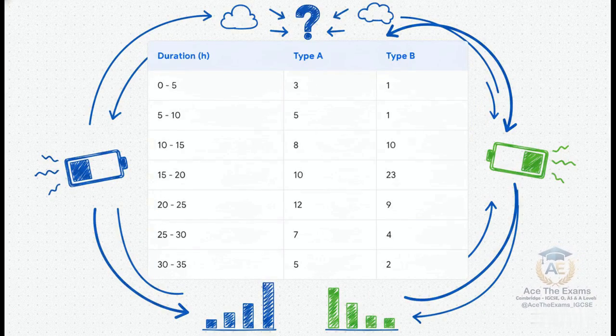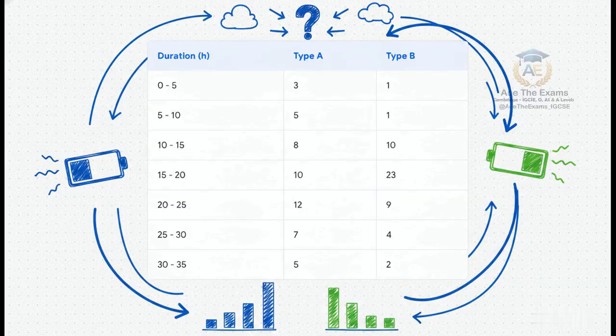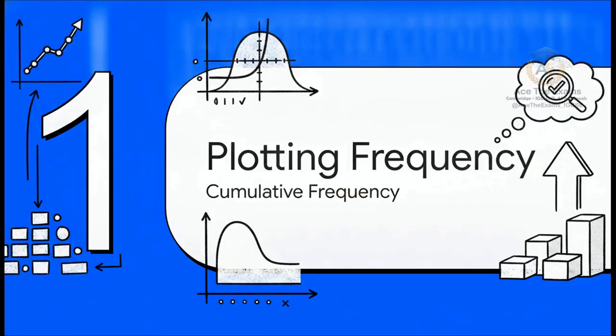All right, so here's our raw evidence. We've got the test results from 50 randomly selected batteries from each brand. They were put through the exact same conditions, grouped by how many hours they lasted, from 0 all the way to 35 hours. But honestly, looking at this is kind of a blur. You can't really tell which brand is winning just by staring at columns of numbers. We need a way better way to visualize what's going on here. So, let's jump straight into Section 1, plotting cumulative frequency.